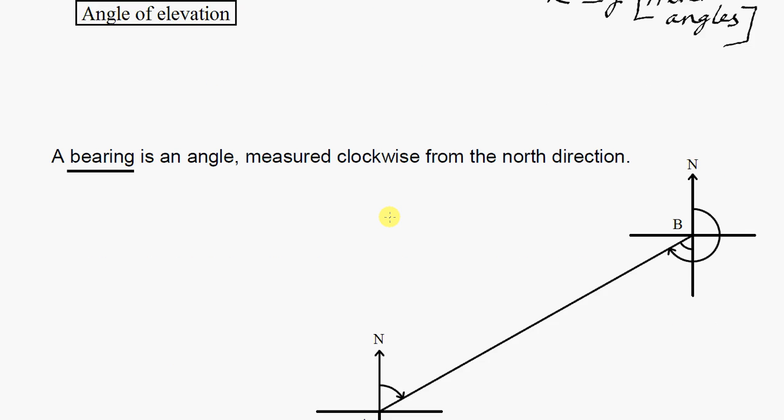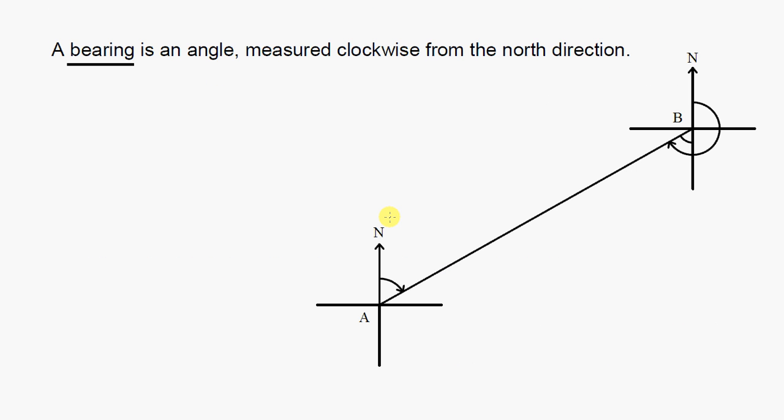Now about bearing. A bearing is an angle measured clockwise from the north direction. Say here point A and another point is B. If I ask you what is the bearing of B from A, A is the reference point where we have to show the angle. We have to draw the north direction, and we have to join point A and point B. Then the angle between AN and AB measured clockwise is the bearing.